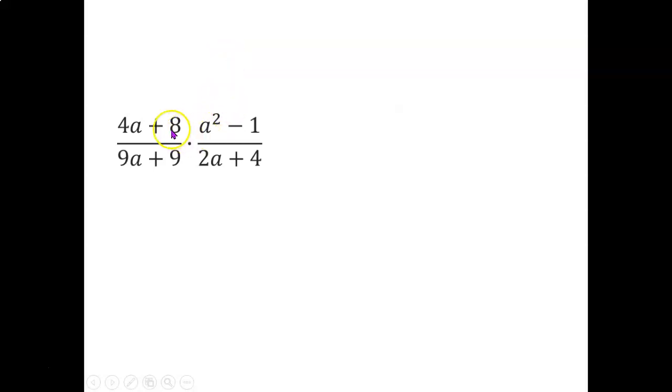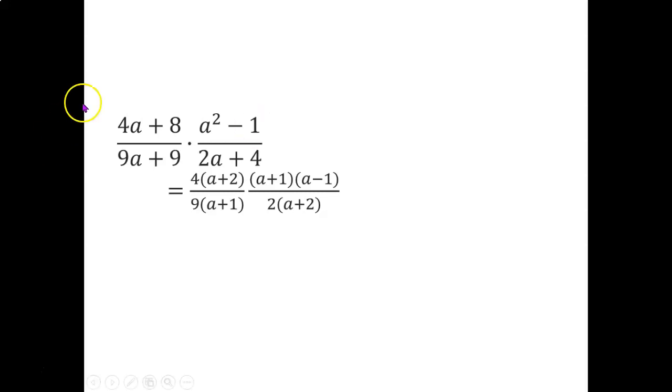So here is the factored form of all of this. I can pull out a 4 here, so it's 4 times a plus 2. Don't forget to look for common factors. I can pull out a 9 down here, 9 times a plus 1. A squared minus 1 is a difference of 2 squares, so I can break that up into a plus 1 times a minus 1. And then 2a plus 4, I can pull out a 2 times a plus 2.